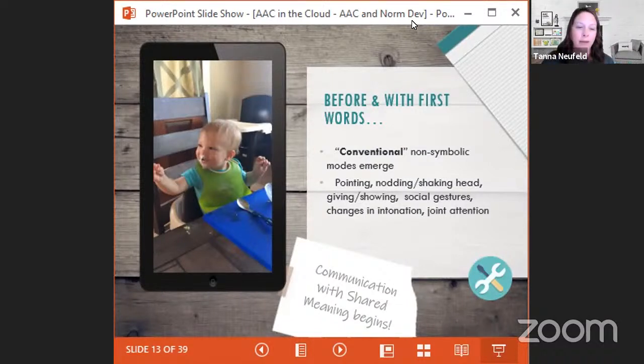So that shared meaning piece really comes from this idea that now this baby is using symbols, right? When we use symbols, we've got a shared meaning not only with those closest to us, but those in our larger community that share the same symbol set or language with us. So it's a huge milestone that we're really hoping to get our complex communicators to. It happens very early on in typical development, but you see all of this amazing growth that happens through early communication skills development that really sets the best foundation for that symbol development.